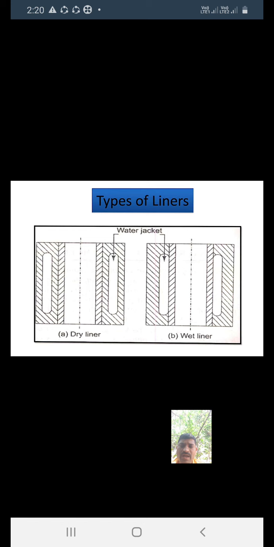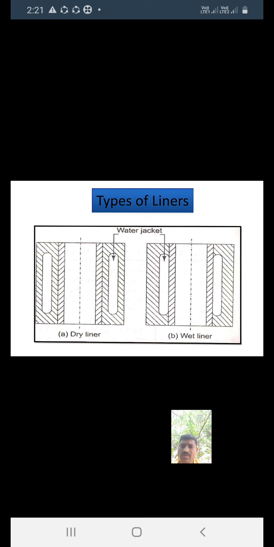See in the figure, dry liner, where is this place? Having the bore diameter less than 125 mm, dry liners are used. In the wet liner, the bore diameter is greater than 125, but in the dry liner, this diameter is less than 125. The advantage of the dry liner: replacement of the liner is very easy because they are separate from the boundary. That's why it is very easy to replace. And there is no danger of water jacket leakage, right?